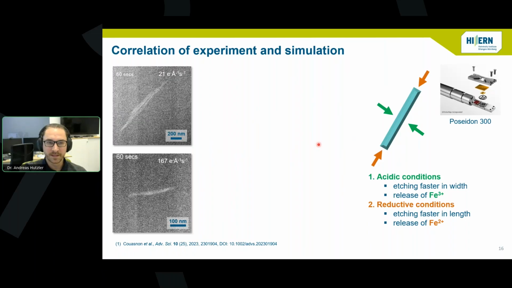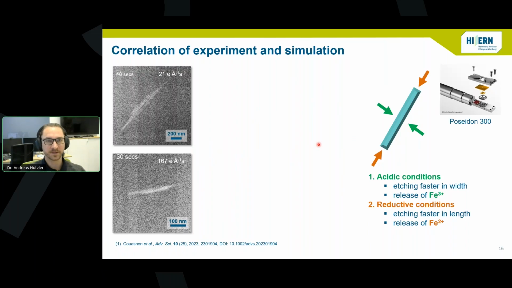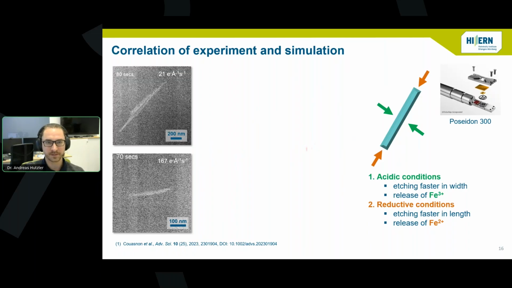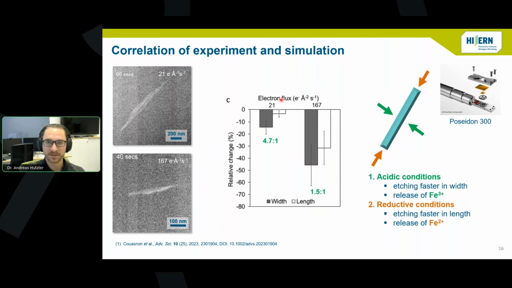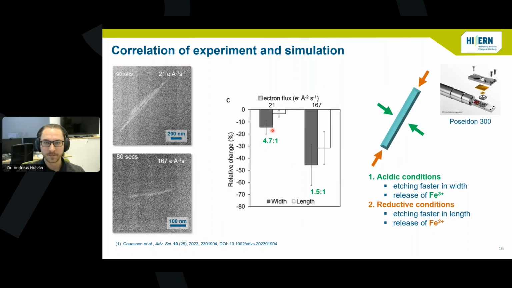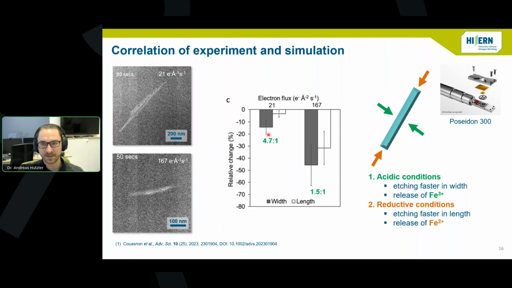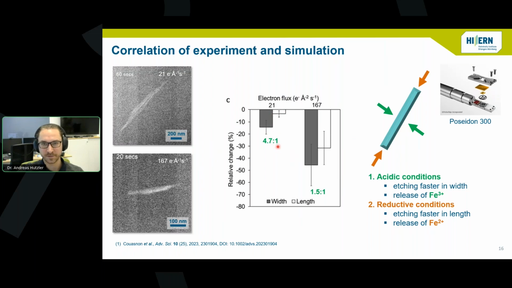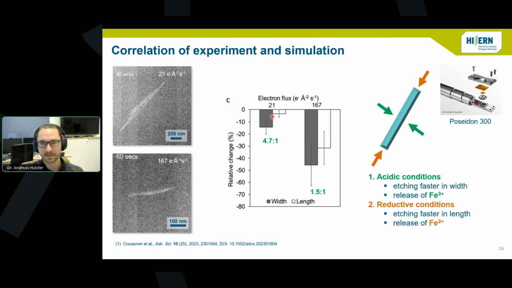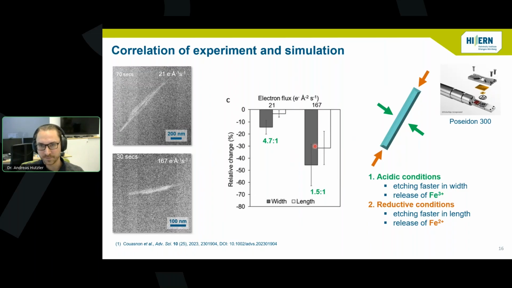So we then did 2 experiments at 2 different electron flux densities, namely 21 and 167 electrons per square angstrom second. And this is the outcome. For the low electron flux density case, we have faster etching in width than in length, with a ratio of roughly 5:1. And when increasing the electron flux density, the etching proceeds faster.